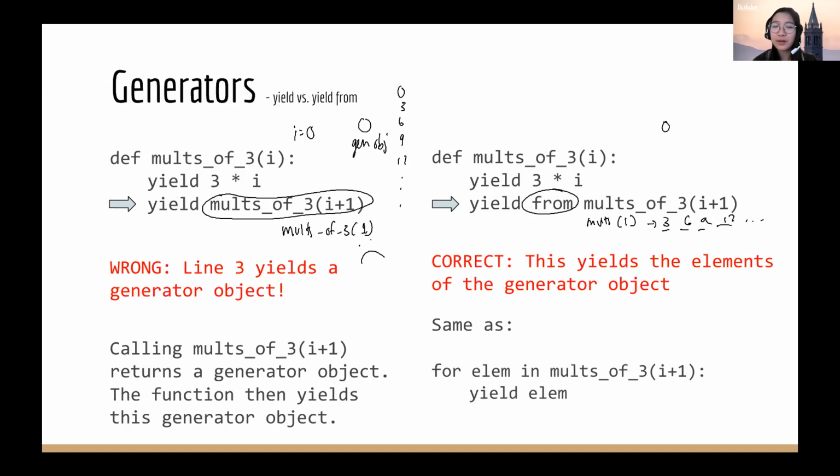Will this also cause an infinite loop? So this is not going to cause an infinite loop because this is lazy evaluation. When you're yielding from, it's the same as for element in mults of 3 I plus 1, yield element. So the next time you call next on this mults of 3 generator object that's created by calling mults of 3, we're going to go to this yield statement.